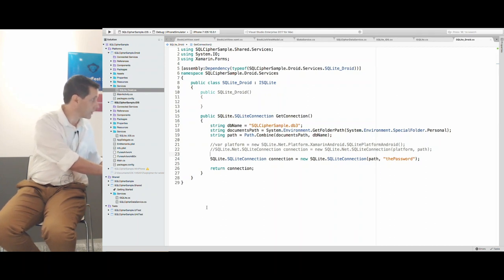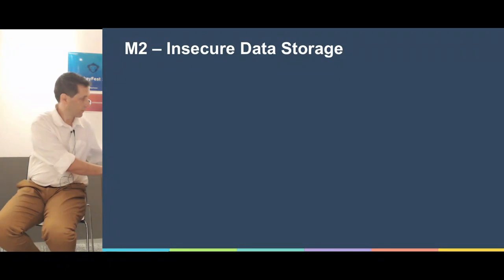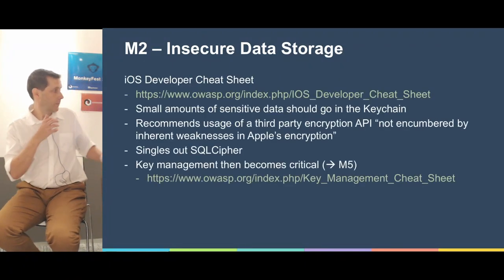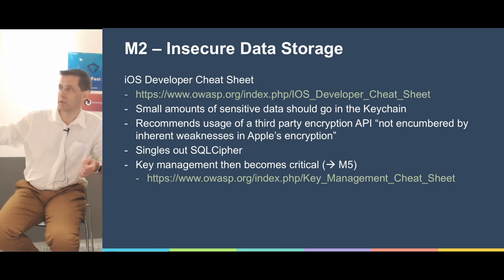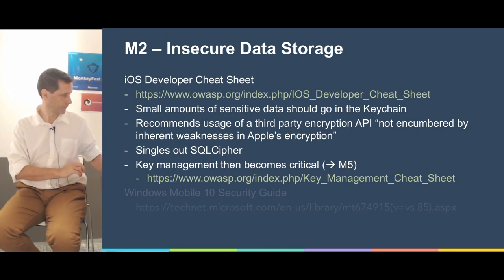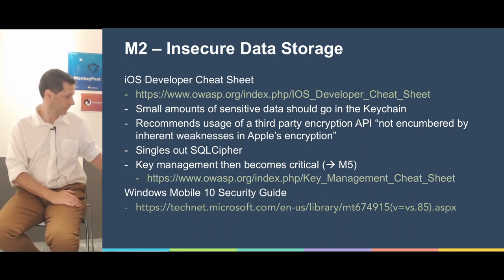Okay, so I'll jump back to the presentation. I mentioned earlier that the OWASP site has some cheat sheets on it. It's actually got a lot of them these days, and they are really good. If you're in any doubt as to how you should be approaching something specific, this should be your first port of call. Pretty much anything that the OWASP documents bring up, they've got a cheat sheet for what you should be doing to mitigate against that risk. They also have a Windows Mobile 10 security guide there if anyone's using that. Let's wait for all the phones to go down.